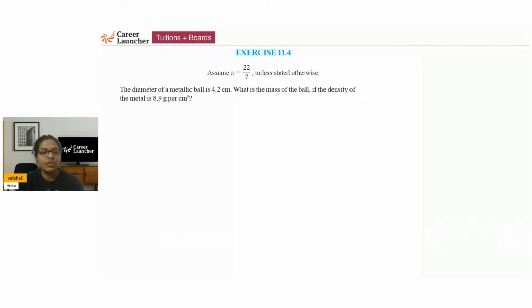If you will see, the next question is, the diameter is given to me and they are asking us कि mass क्या होगा if the density is 8.9 gram per centimeter cube. Now if you remember what the definition of density is, density किसी भी चीज का is defined as mass of that particular item and volume of that particular item that you're dealing with. So in this case, it is a metallic ball. Metallic ball means it is a sphere. Now the density is given out to be 8.9. This is equal to mass.